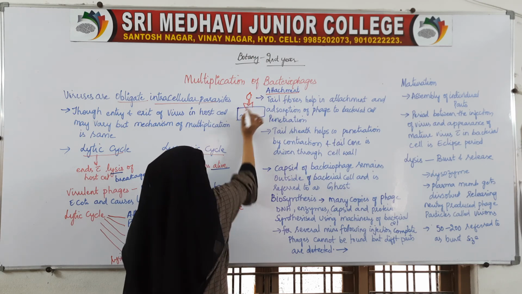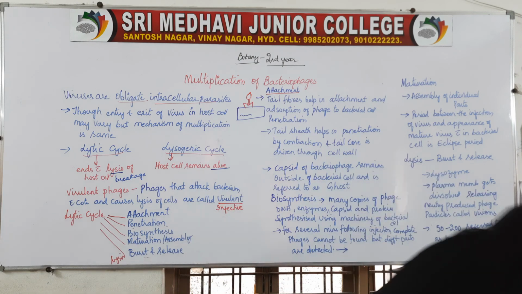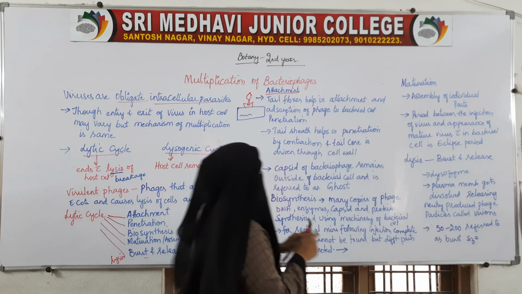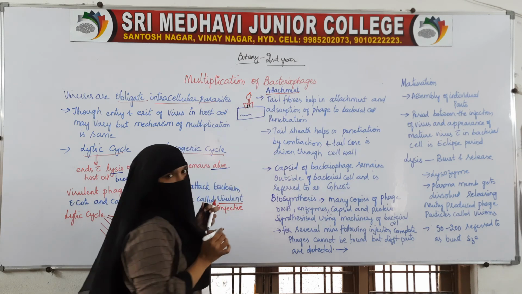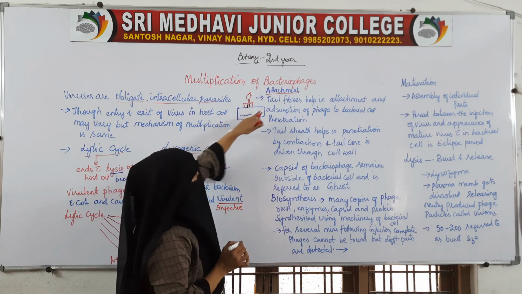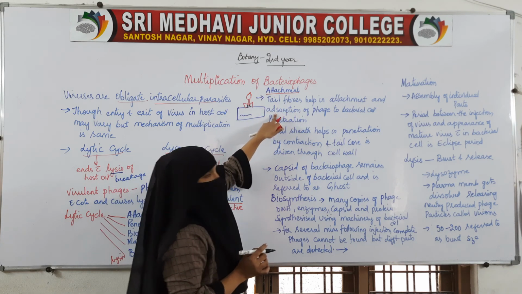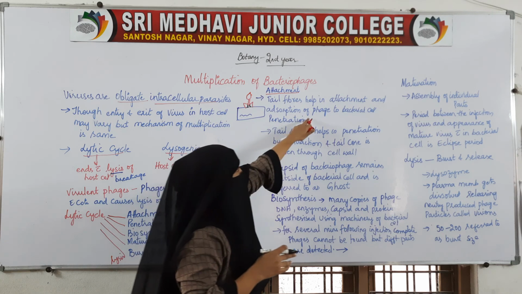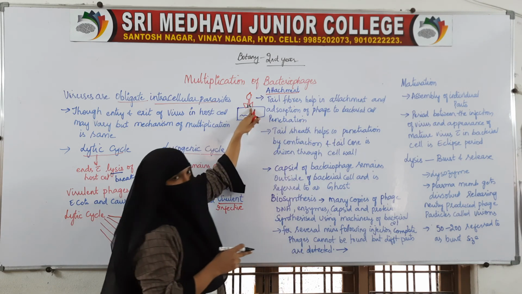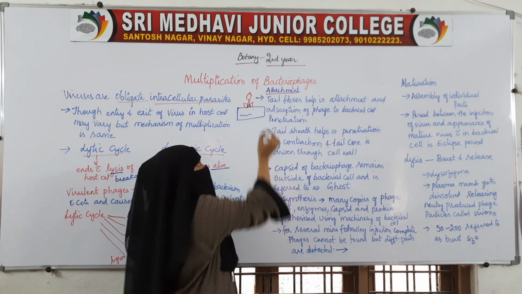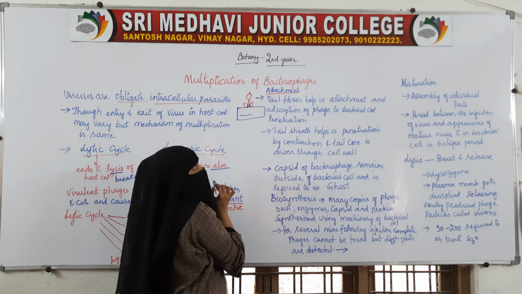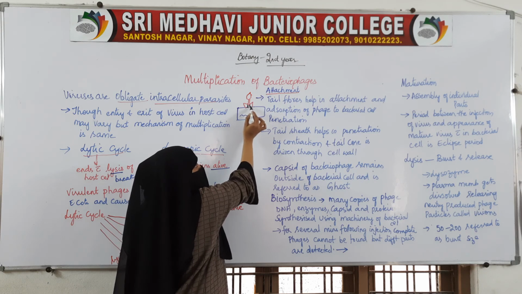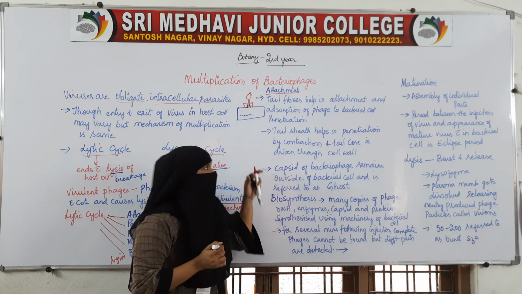Now the tail fibers are here. The tail fibers attach to the cell wall of the bacteria. So here the tail fibers help in attachment, or adsorption, of the phage to the bacterial cell. The first thing that happens is that the bacteriophage attaches itself to the bacterial cell on the site of the cell wall.